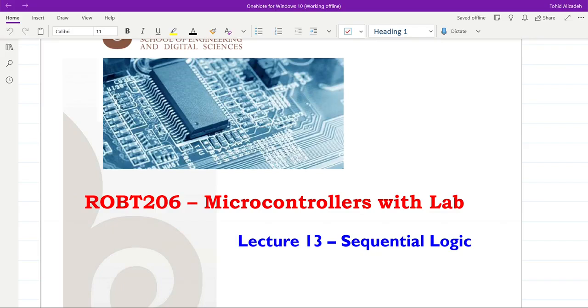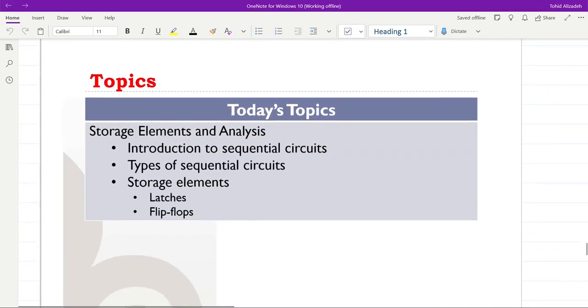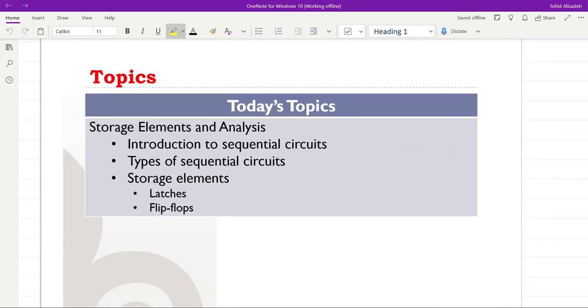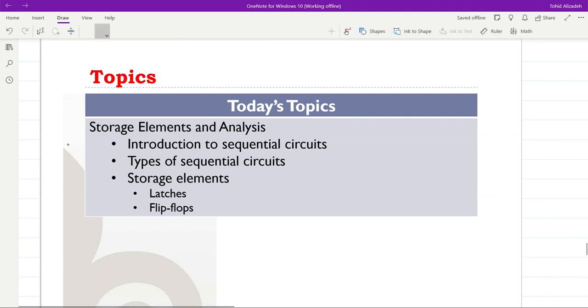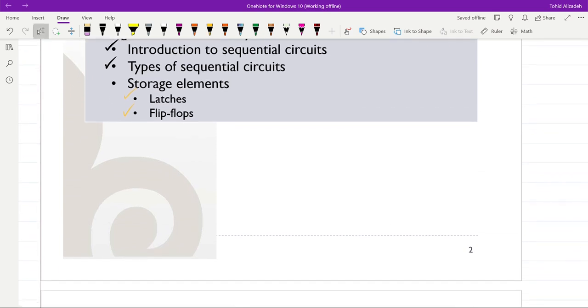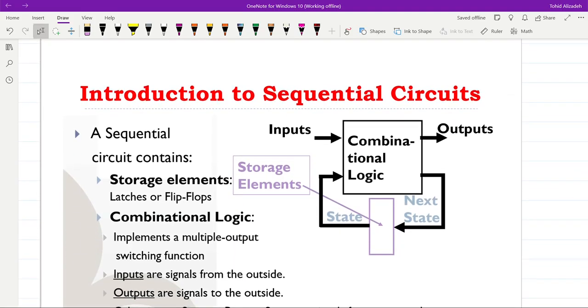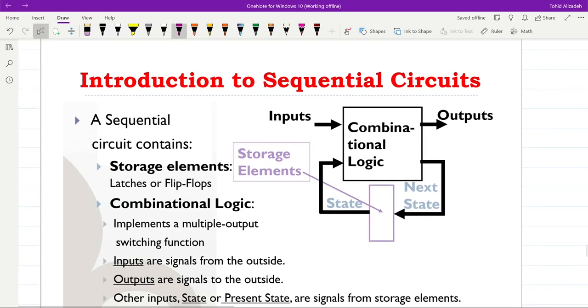In this lecture, we are going to focus on the sequential logic or sequential circuits. We will go through the introduction to the sequential circuits, and then we'll see different types of sequential circuits, and at the end we will have a look at the storage elements, which are mainly the latches and then the flip-flops. In the first part, we will focus on latches, and then in the next part, we will see details regarding the flip-flops.